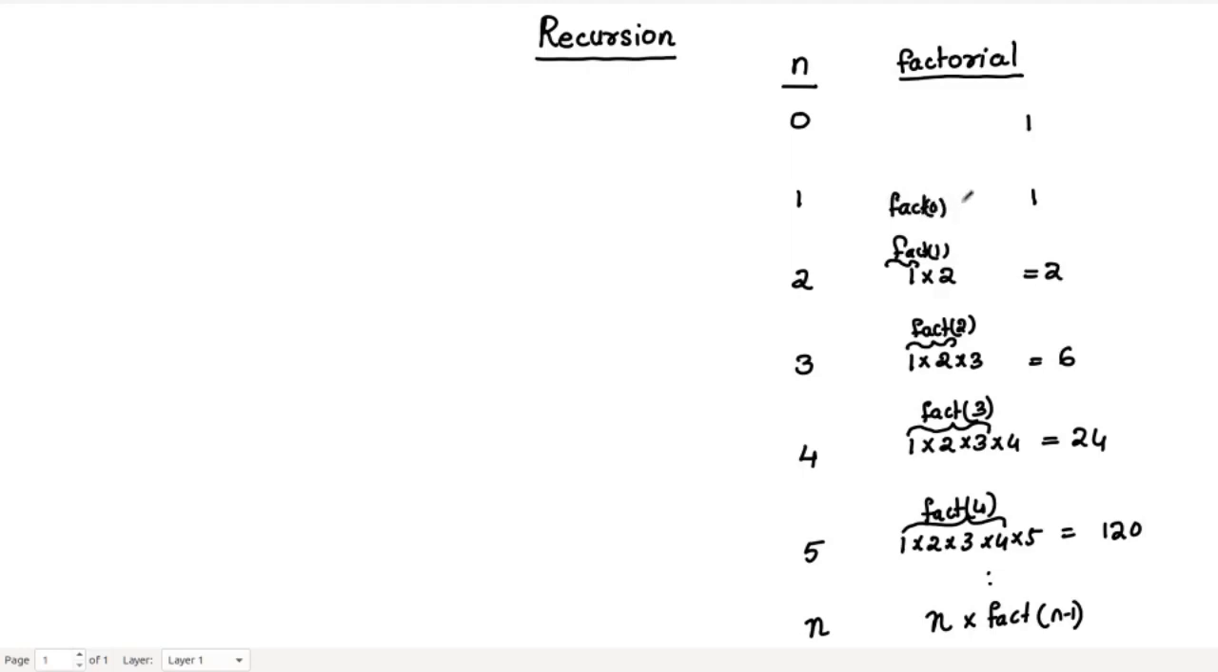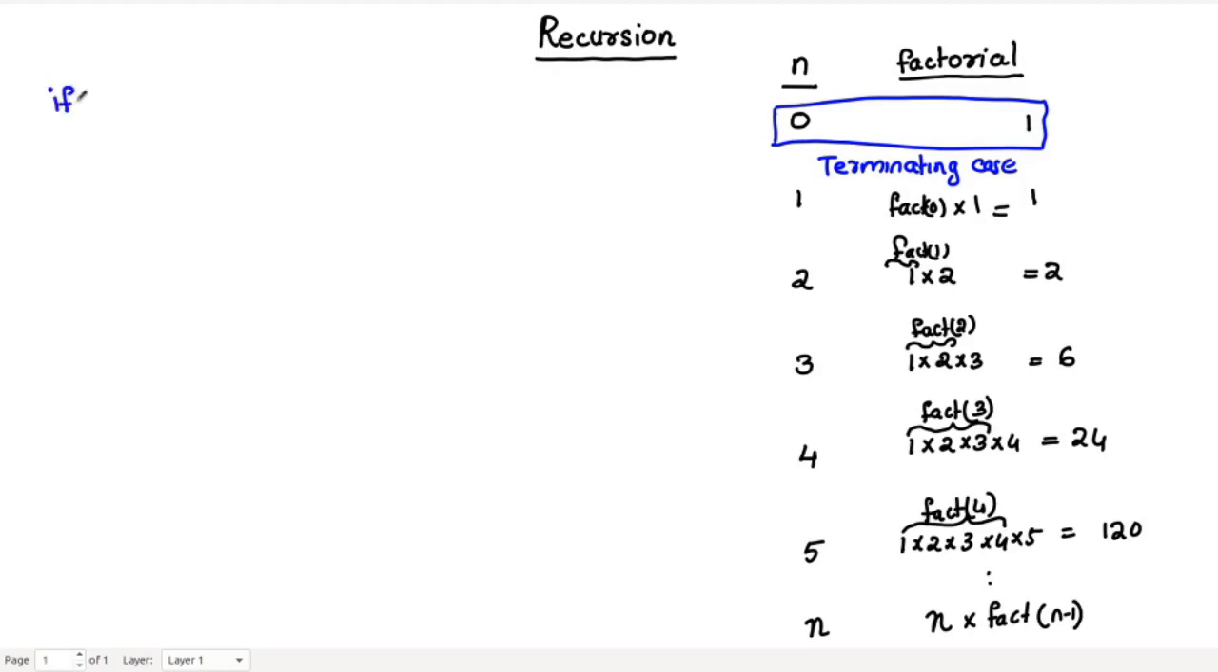Factorial of 0 is defined to be 1. That is the base case, the terminating case. So, if you have a termination condition, you can easily write the function in a recursive form.